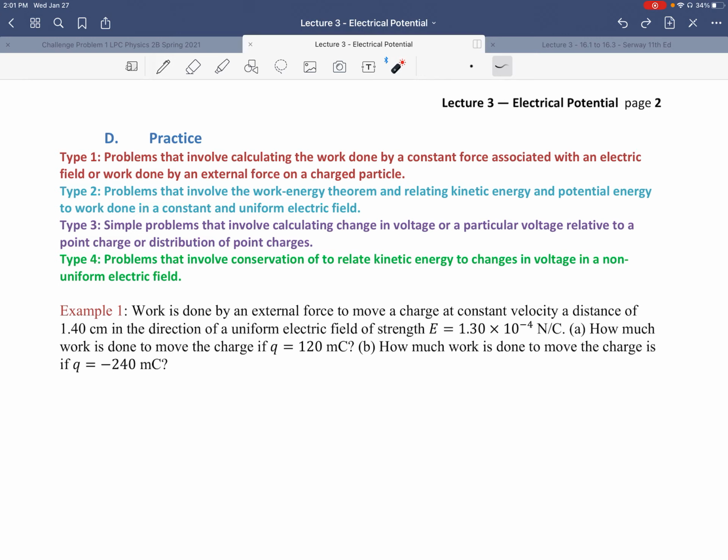Type 2, problems that involve the work energy theorem and relating kinetic energy and potential energy to work done in a constant and a uniform electric field. Type 3, simple problems that involve calculating change in voltage or a particular voltage relative to a point charge or distribution of point charges. And then finally, type 4, problems that involve conservation of energy to relate kinetic energy to changes in voltage in a non-uniform electric field. Okay, so this is a conservation of energy. Just left a word off.